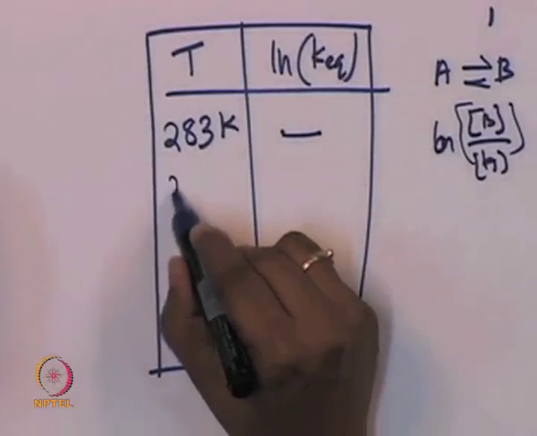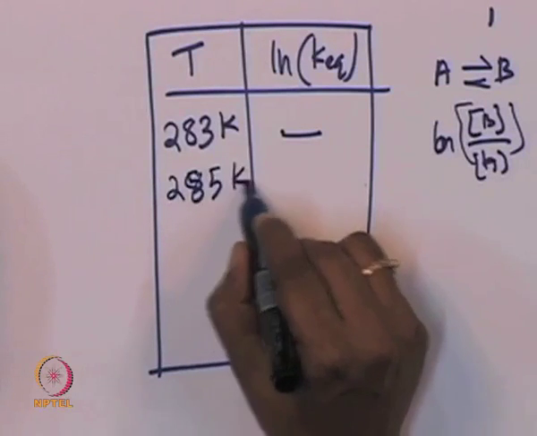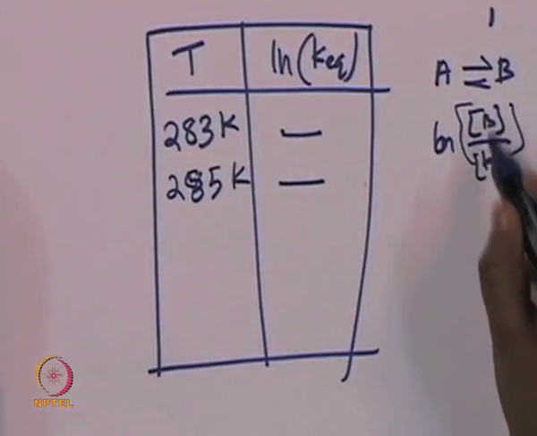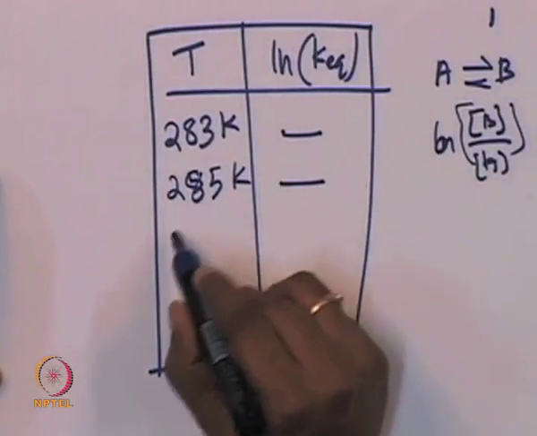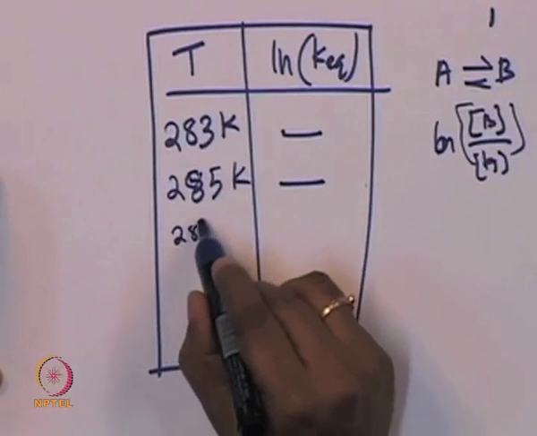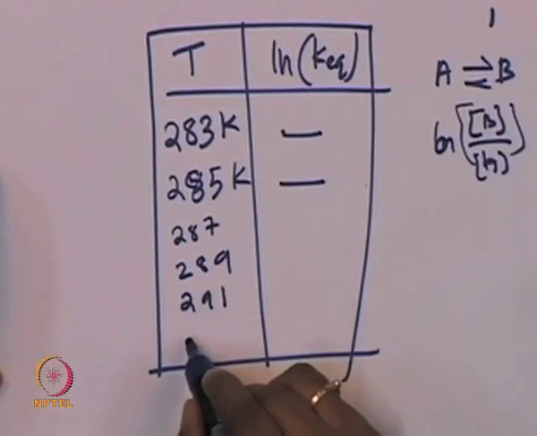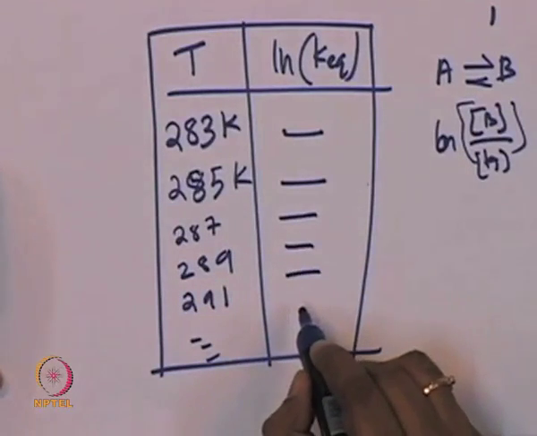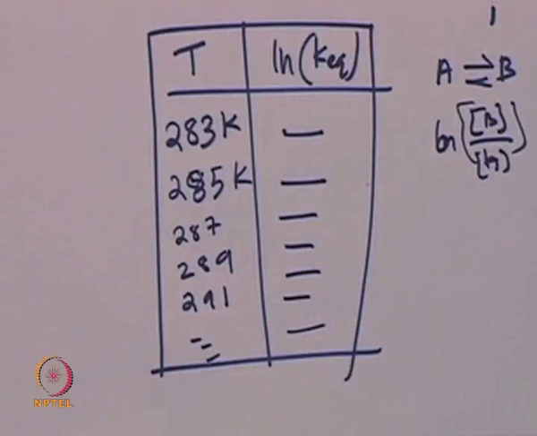Now, let us say you do it at 285 Kelvin. You calculate the ratio, again do the experiment, know the concentrations at equilibrium of B and A, and write down this number here. Like you can vary 287, 289, 291, so on and so forth, up to 310, and calculate this value. Then, once you get such a table, you can plot a graph.